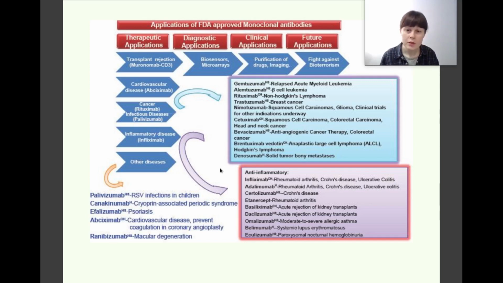For example, trastuzumab, which is sold under the brand name Herceptin, is a monoclonal antibody used to treat breast cancer. While this therapy has shown great efficacy, it comes at a higher cost. Approximately one course can be almost $70,000 for a full treatment course.